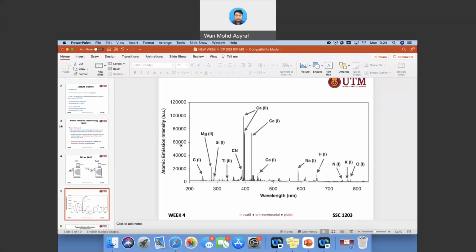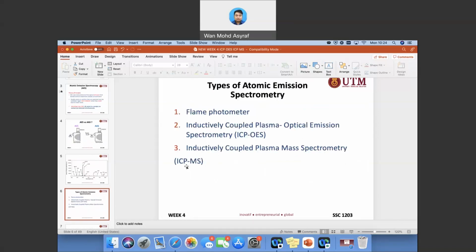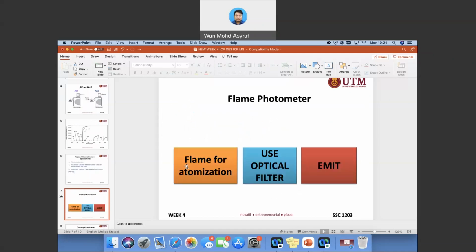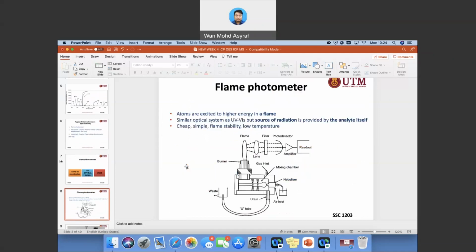So this is an example of an AES spectrum. As you can see here, all of those metals are detected simultaneously. Okay. So types of atomic emission. Now we have three atomic emission techniques, a simpler one, which is a flame photometer, and then we continue with ICP-OES and then ICP-MS. Okay. All right. So flame photometer. It will be using flame for atomization, and then we have an optical filter, and then it just emits. All right. So flame photometer.